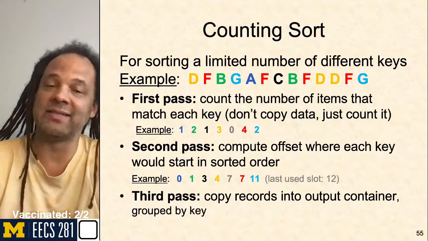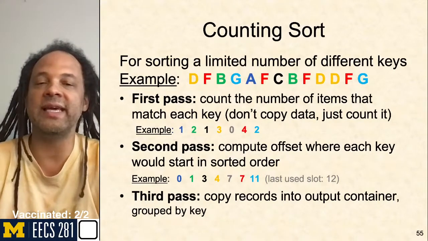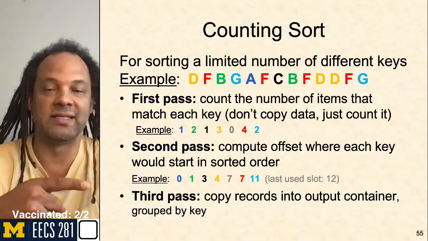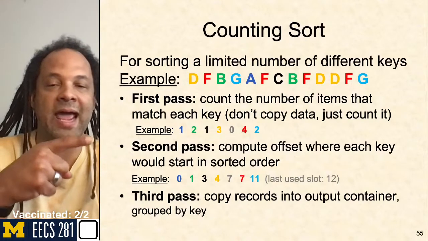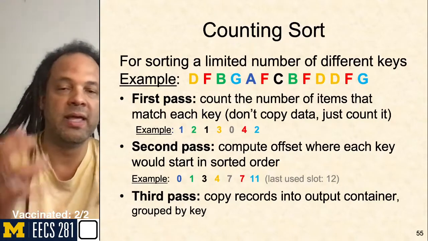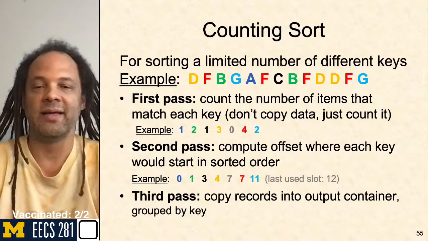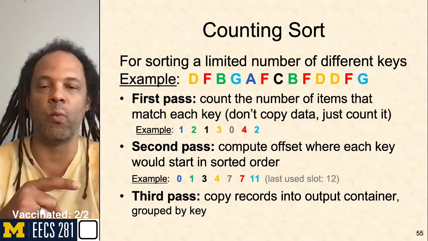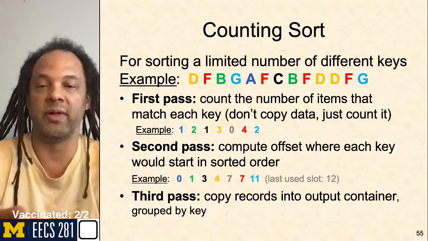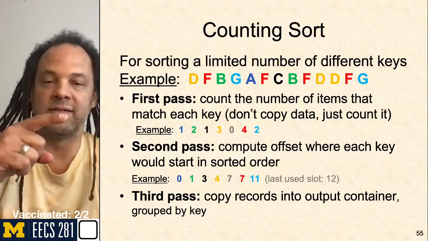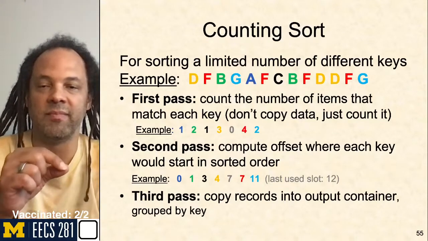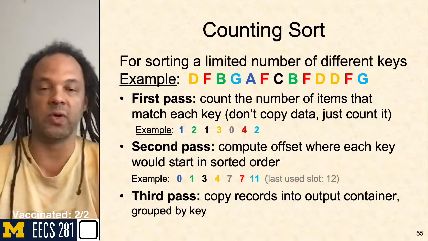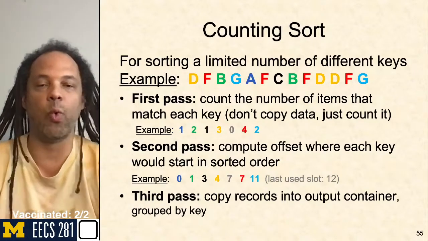In the second pass, I'm going to compute the offset where the keys begin. The first key obviously begins at 0. That's pretty simple. But since there's 1 A, I can tell that 0 plus 1 is where the B's begin. I can look back and see that there's 2 B's, and since the B's started at 1, the C's have to start at 1 plus 2, or 3. With 1 C, the D's start at where the C's start, 3, plus 1. The D's start at 4. So in that second pass, I figure out where they go.